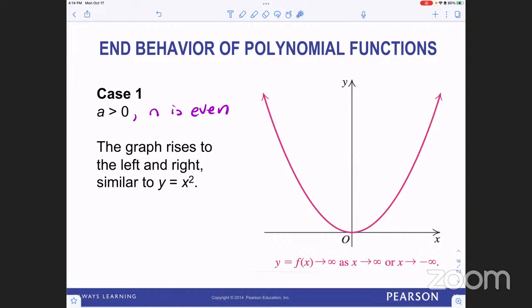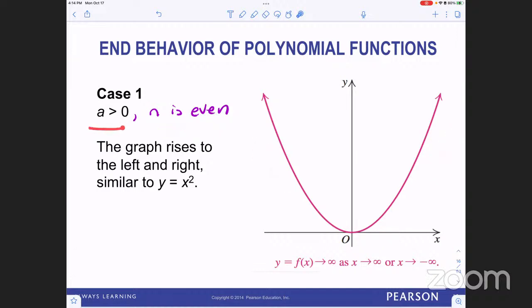So the way I usually go about this, first I look at my leading coefficient. If my leading coefficient is positive, that tells me that my graph is going to rise as we go to the right. And so as x goes off to positive infinity, our graph is going to go up. But then if n is even, that tells me that the other side does the exact same thing, right? So the leading coefficient tells me about the right-hand side. The degree of the polynomial tells me what the other side is doing.